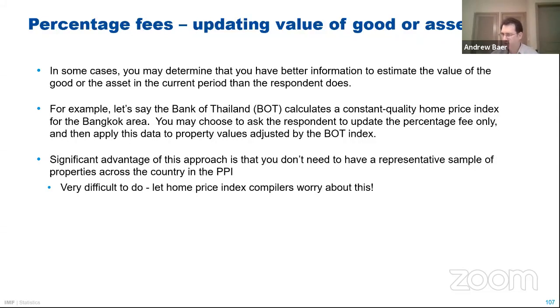I don't know if you have a residential property pricing index in Indonesia. In many countries, these indexes are calculated by the central bank. Sometimes they're done by the statistical office. But if you have that data, you might want to use it. Okay. And a significant advantage of this approach is that you don't need to have a representative sample of properties across the country in the PPI, which is very, very hard to do, particularly in a big, diverse country like Indonesia.